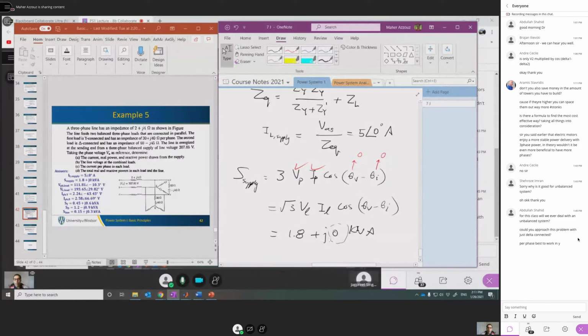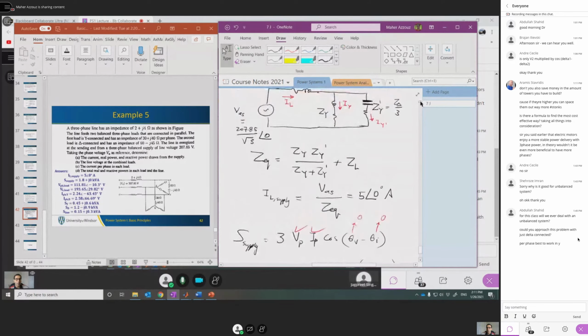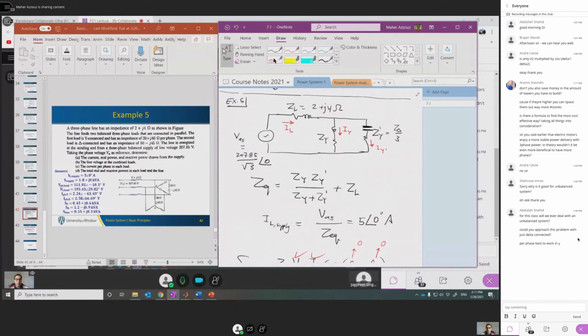Now, we want to calculate the phase voltage, the voltage here across the two loads. So this is V load. We want to get the voltage here between these 2 points. This is V phase load.